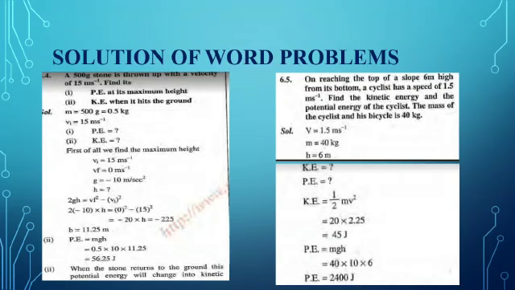joule. When the stone returns to the ground, this potential energy will change into kinetic. So it means the same will be the kinetic energy. So potential energy and kinetic energy in this numerical will be the same.